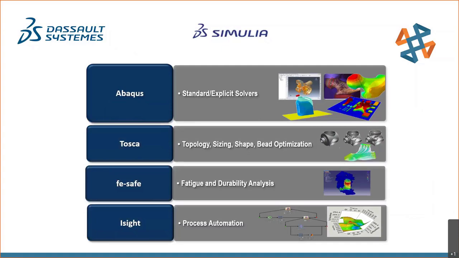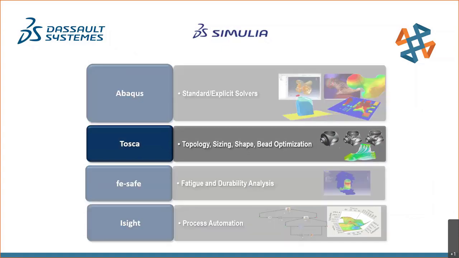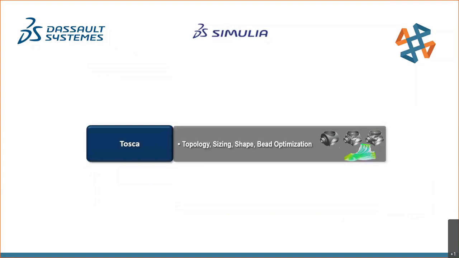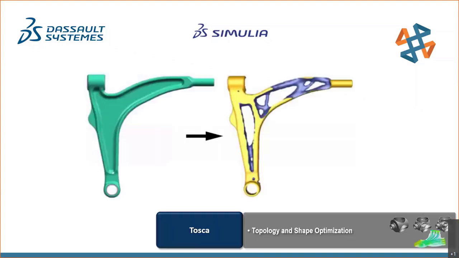All right, now let's take a look at the next tool, which is the Tosca optimization tool. Topology optimization may be familiar to you if you run Simulation Professional at this time. So recently added to the Simulation Professional program, this topology functionality from Dassault allows us to do one part of the full gamut of optimization that is offered with Dassault, namely the topology and the shape optimization.